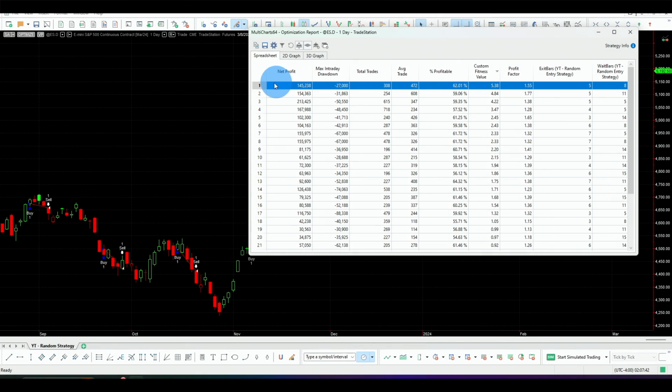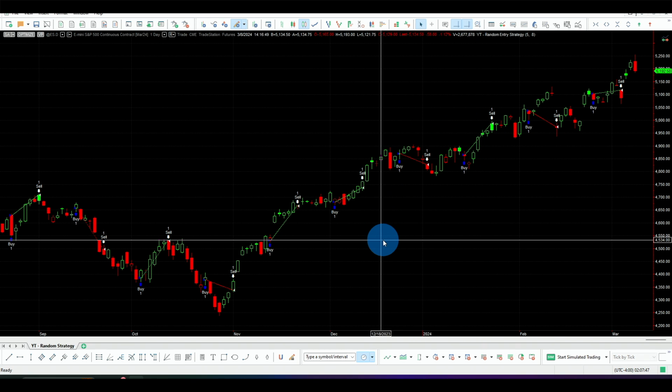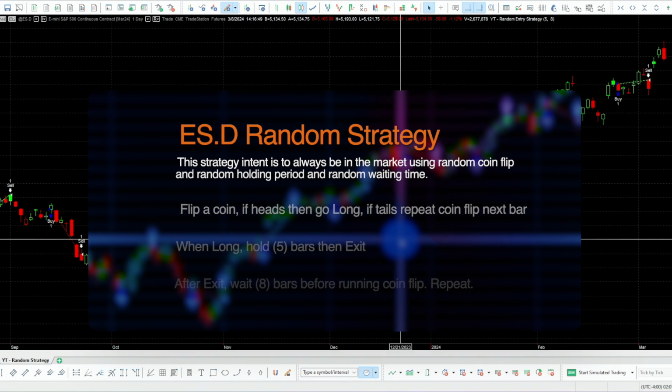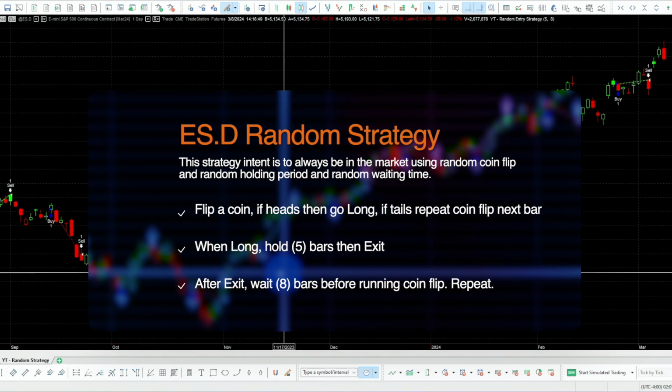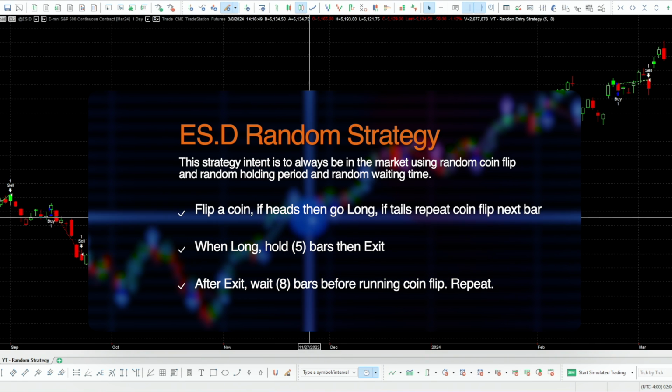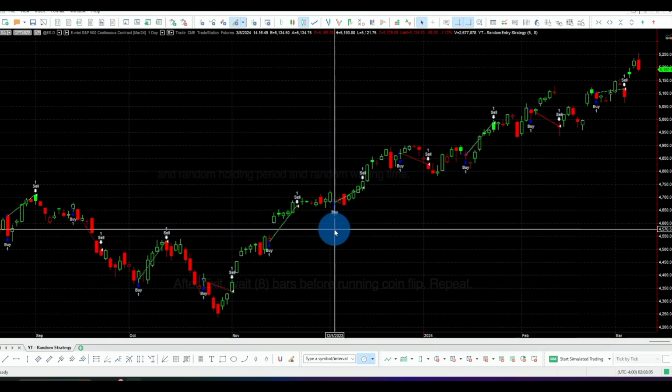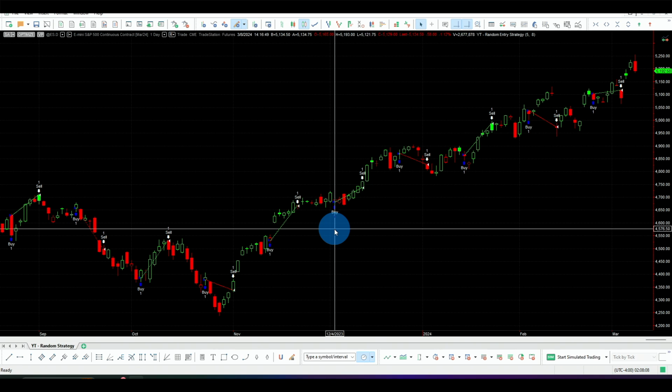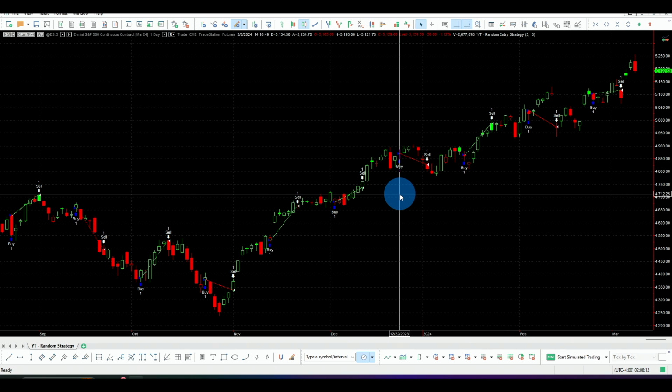So let's pick the best strategy. This is the best one, 5 and 8. And the randomness that I'm going to do is every time I reach an entry, I will flip a coin. If the coin is heads, I will buy. If the coin is tails, I will not buy, and then wait for the next signal. Flip a coin. If it's heads, I buy. If it's tails, I don't buy. And then we wait for the next signal, and so on and so forth.